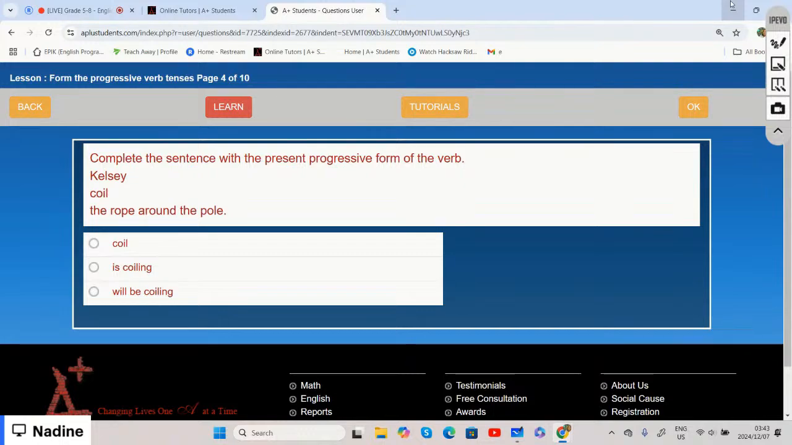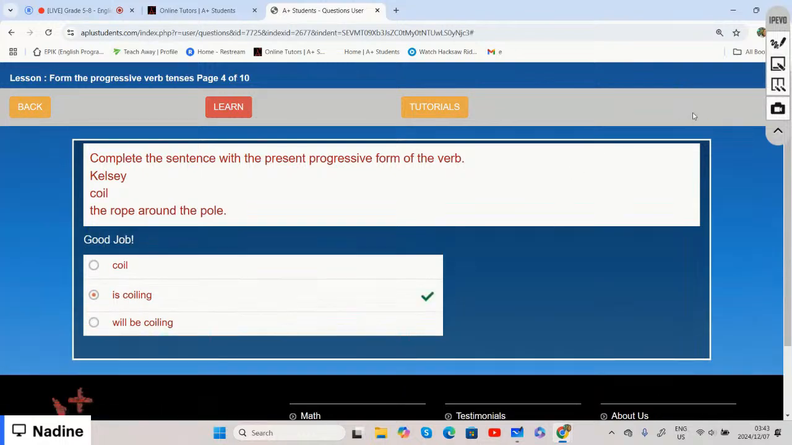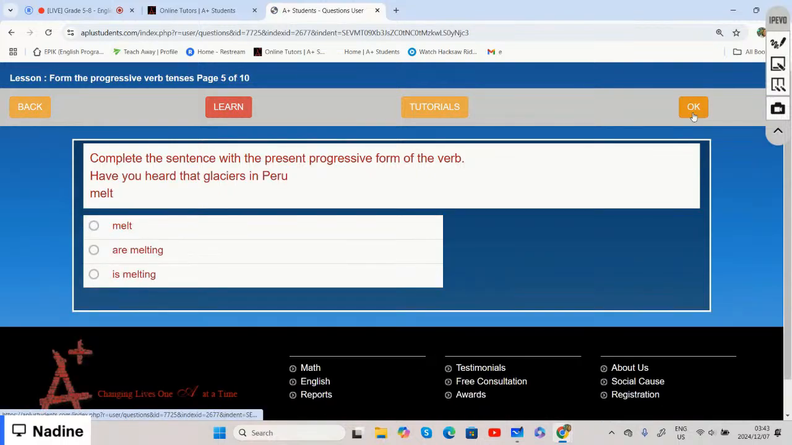All right. So we said if we use the present progressive verb tense, then we will say Kelsey is coiling the rope around the pole. Well done. The next one says, have you heard that glaciers in Peru, this is the present progressive verb tense. Do we say that, have you heard that the glaciers in Peru melt, option one, or option two, are melting, or option three, is melting?